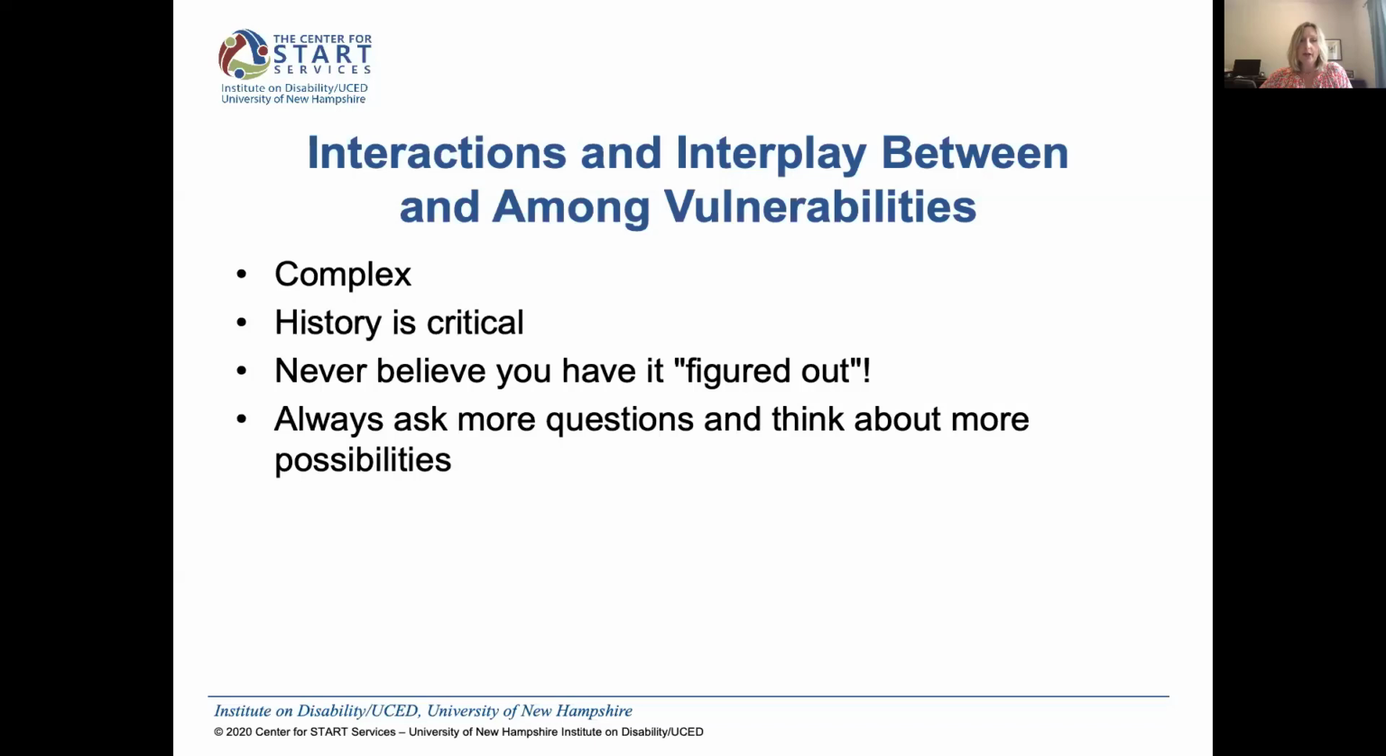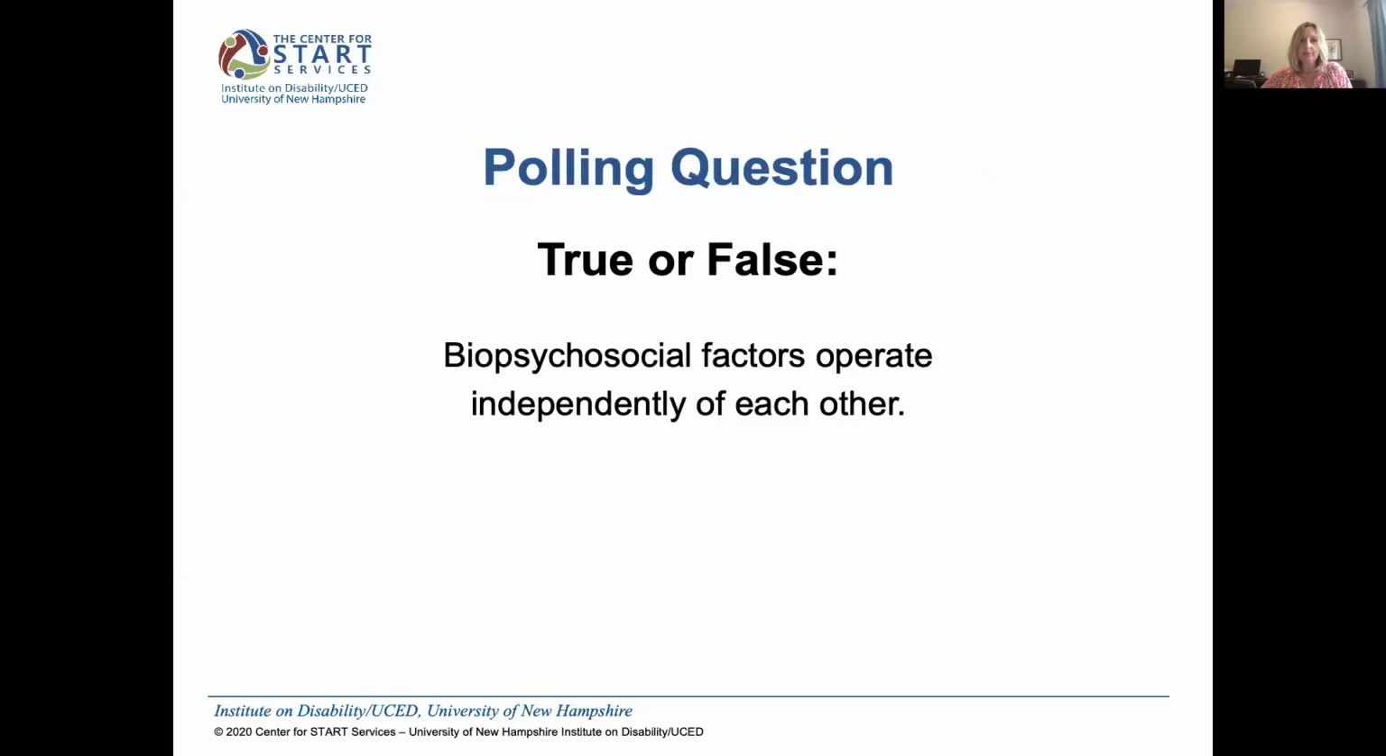So we're going to move on to Dr. Jen McLaren, who is going to talk about biological factors, but we wanted to test our little polling feature again today, and just wanted to ask you a true or false question. Here's the statement: biopsychosocial factors operate independently of each other. True or false? This is a kind of a gimme.